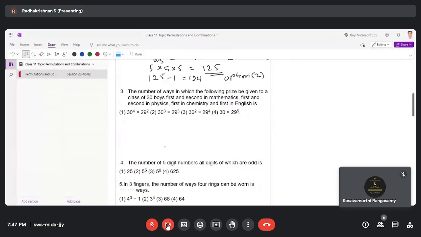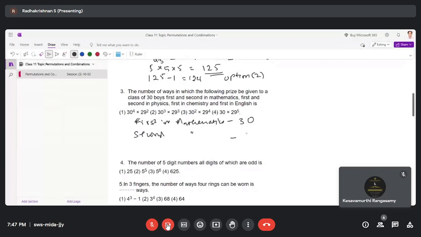Any of the 30 boys can get first in mathematics, right? Say boy 1 or boy 2 or boy 3. First in mathematics can occur in how many ways? 30 ways, sir. So second in mathematics? 29 ways, sir. One student has got first in mathematics, so he cannot get second in mathematics. Let's work it out.